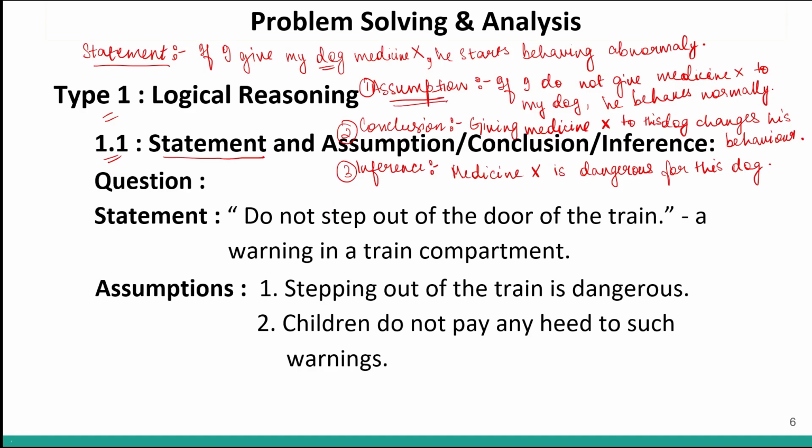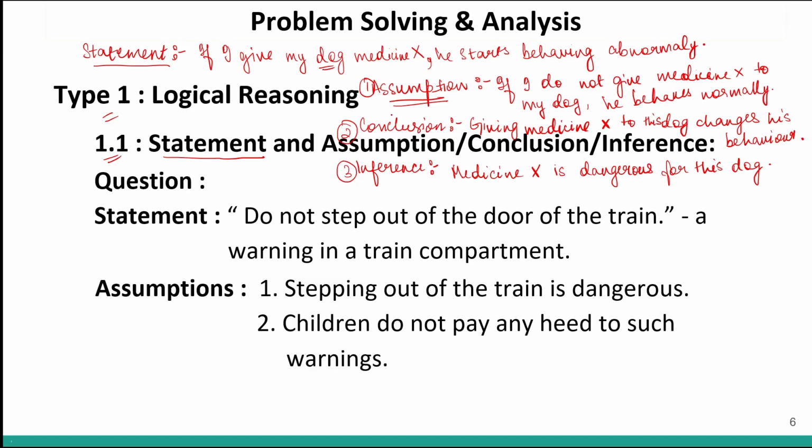When I talk about assumption, assumption means that it is already kept in mind while forming the statement. While forming the statement, if I give my dog medicine X, he starts behaving abnormally. We have assumed, it is implicit in the statement, that if I do not give this medicine, the behavior of my dog is normal, right?